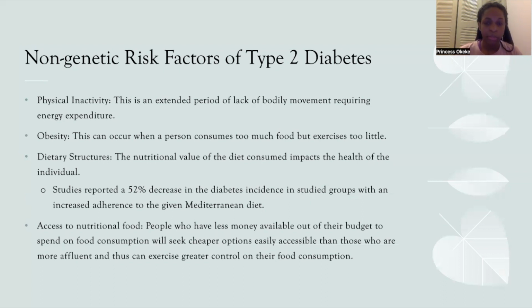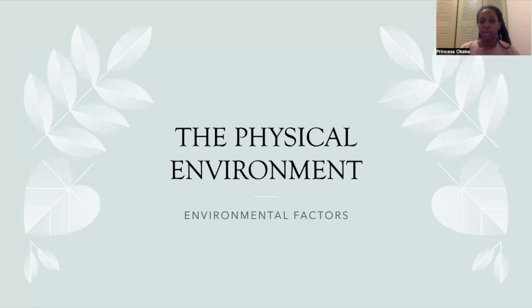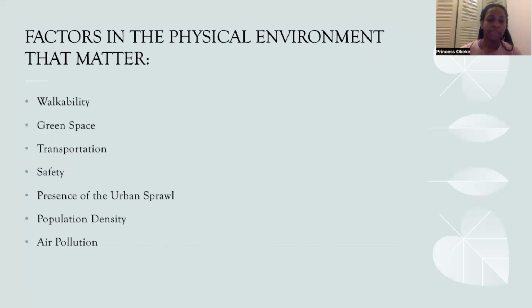Access to nutritional food. People who live in poorer areas typically have access to foods that are higher in fat, like your typical McDonald's. But this lack of nutritional food then increases their risk of having type 2 diabetes. Now, the environmental factors considered are split into the physical and the social. The factors in the physical environment are walkability, green space, transportation, safety, presence of urban sprawl, population density, and air pollution.